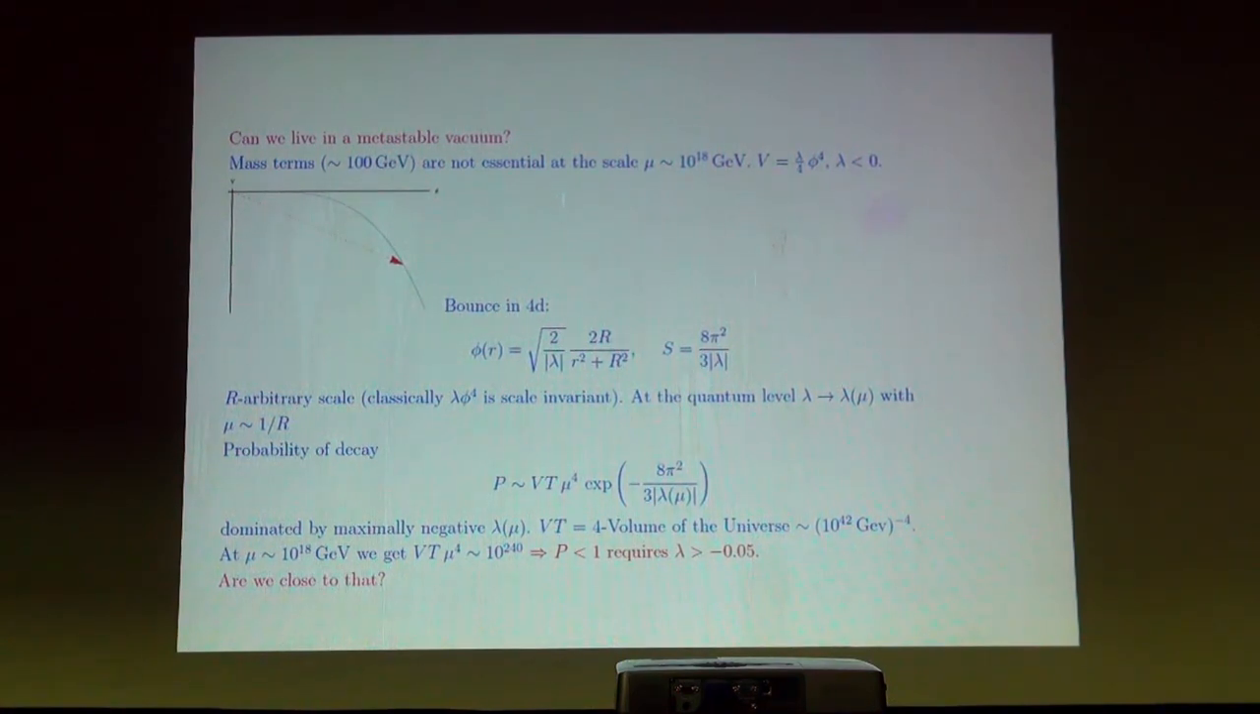And if we plug in the numbers, the four-volume of the universe and mu of the order of 10 to the 18th GeV, then this product, the space-time volume of the universe times 10 to the 18th GeV to the fourth, corresponds to a factor of 10 to the power 240. Then we use a calculator and calculate what lambda we need. So lambda should not be more negative than minus 0.005.